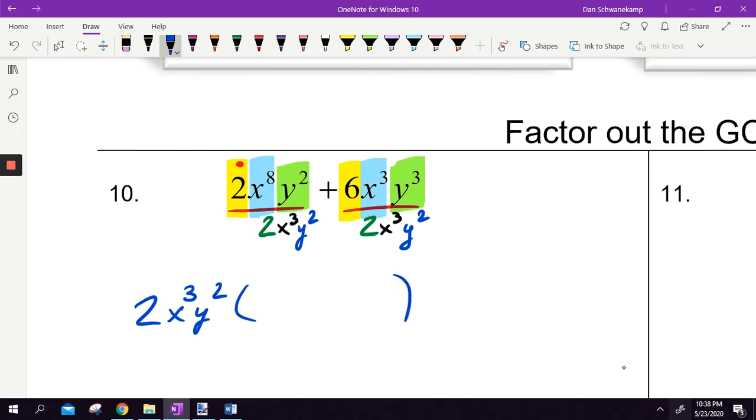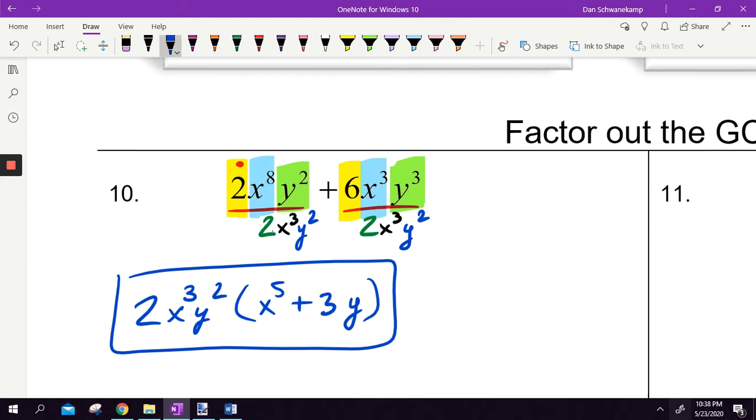And then what's going to be left over? Well, the 2's would cancel in this first one. X to the 8th over x cubed would be x to the 5th. The y squareds and the y squareds would cancel. So that's all that would be left in this first part is just x to the 5th. The second part, 6 divided by 2 is 3. X cubed divided by x cubed would go away. Y cubed divided by y squared would be y. That's what I wanted.